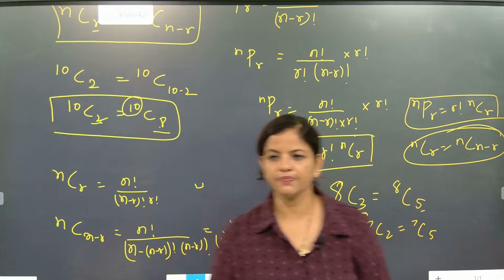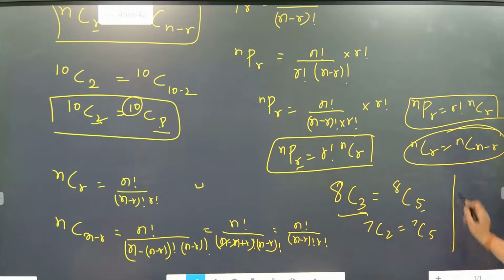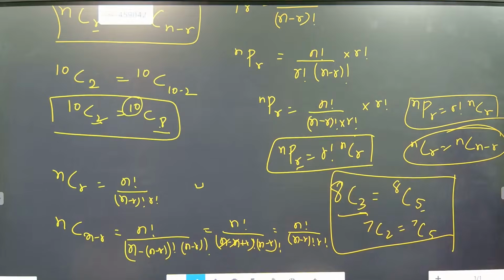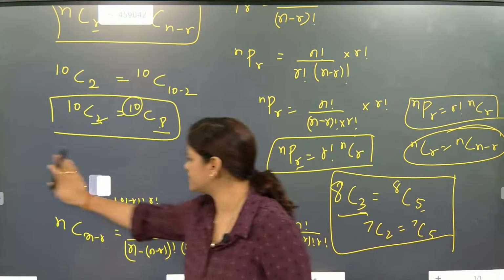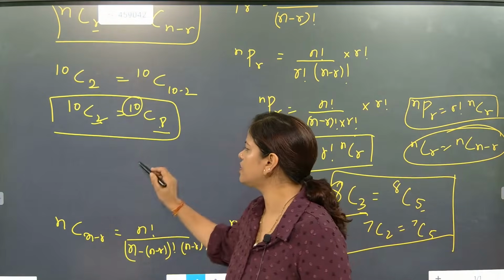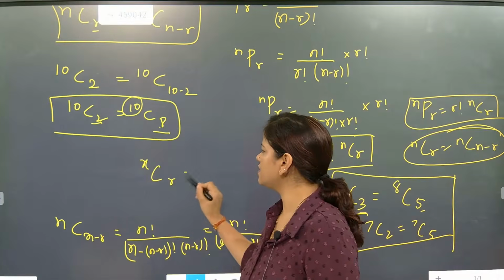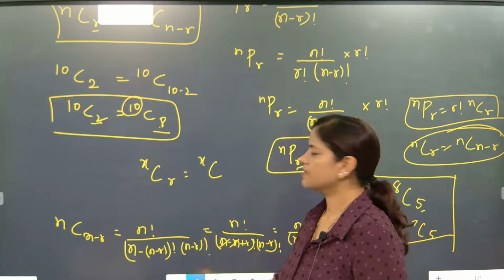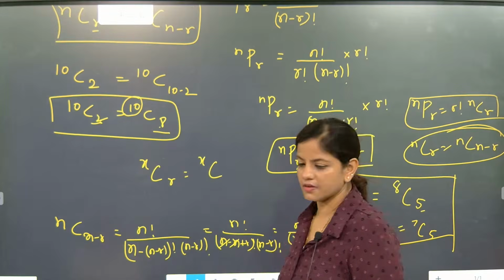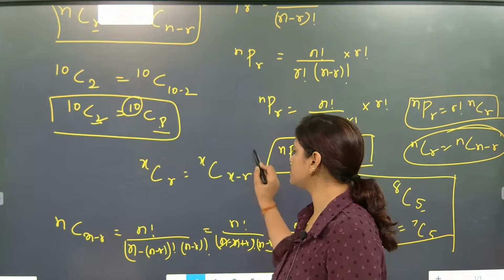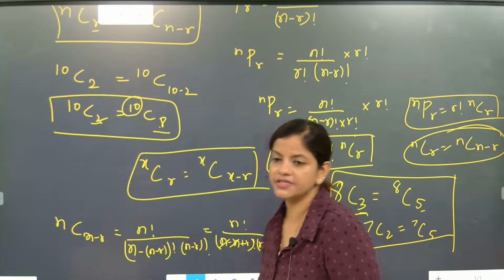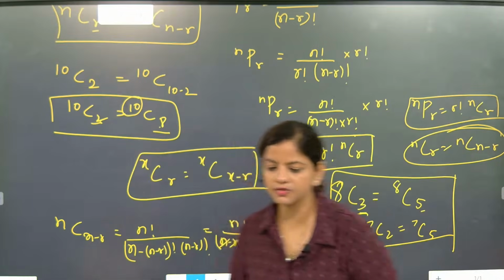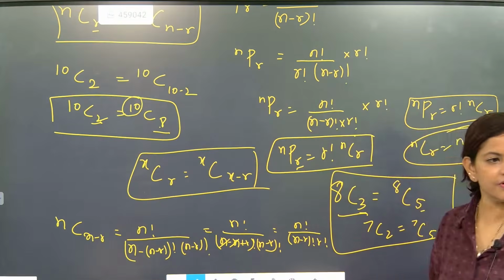Did you finish this part? Okay, so if somebody writes xCr, then what will this become? xC(x minus r). This is important. This is the most important thing. I hope you might have understood this one.